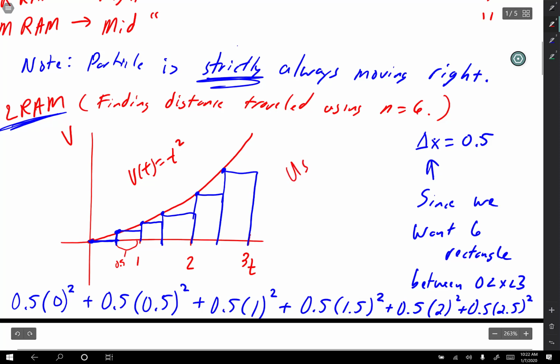Wait, why isn't there a rectangle at 3? Because I'm going between 0 and 3. Yeah, but why is 0 there? What do you mean? Because I start at the leftmost point. So between 0 and 0.5, the leftmost point is 0.